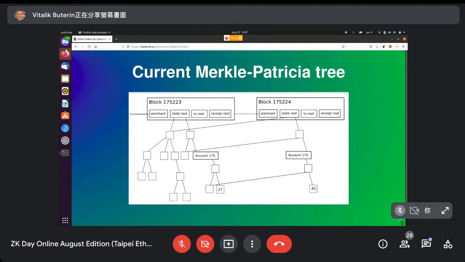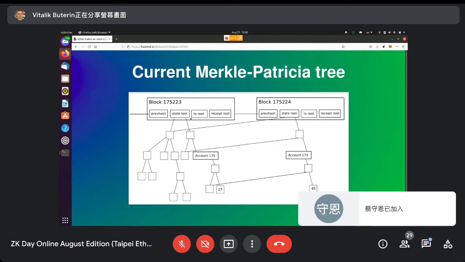So this is the structure that is used for storing the Ethereum state today. Every Ethereum block contains a bunch of roots. One of those roots is a state root, and the state root is the root hash of this tree, and the tree has a hexary structure, right? So every node has 16 children. Every node is the hash of 16 children, actually up to 16 children.